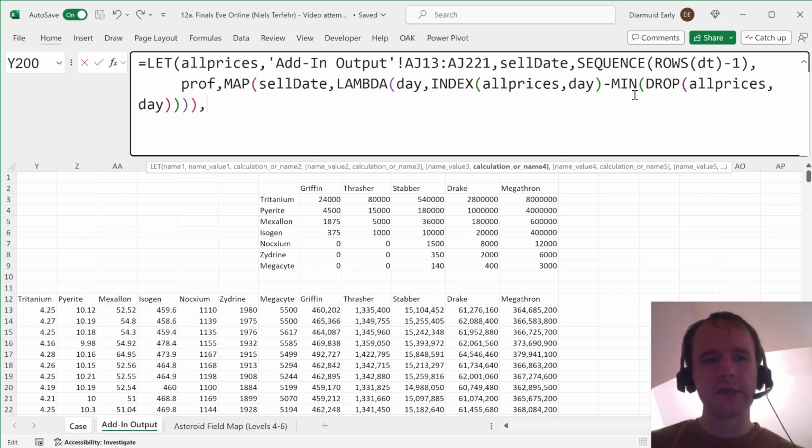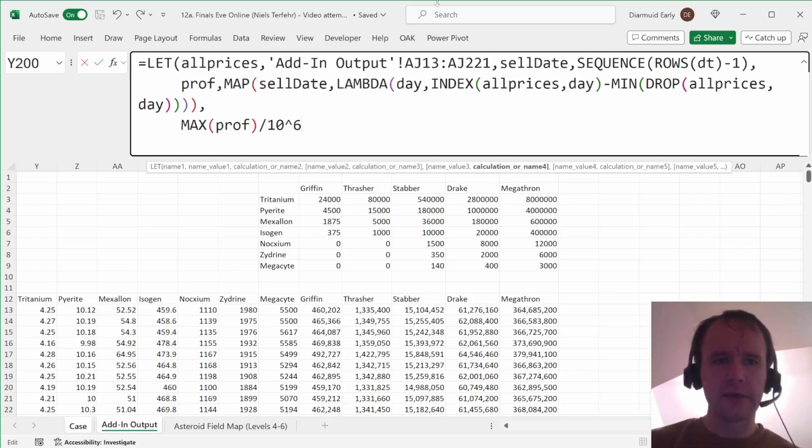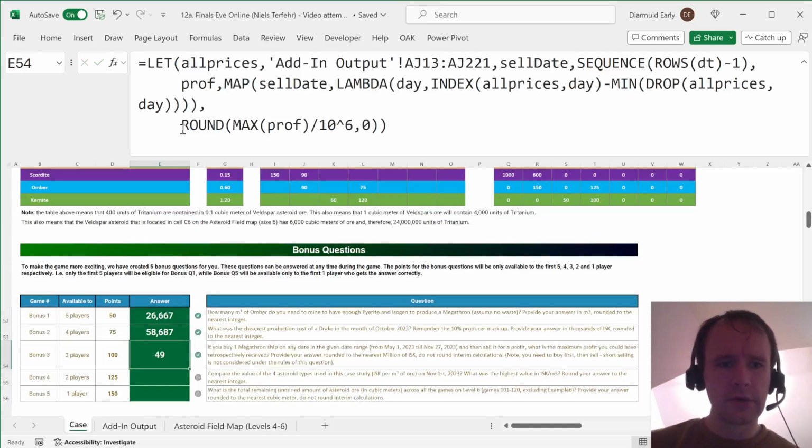That's your profit, and then our output is just going to be the max of profit divided by 10 to the 6, and then rounded to the nearest whole number. And that checks out. Cool.